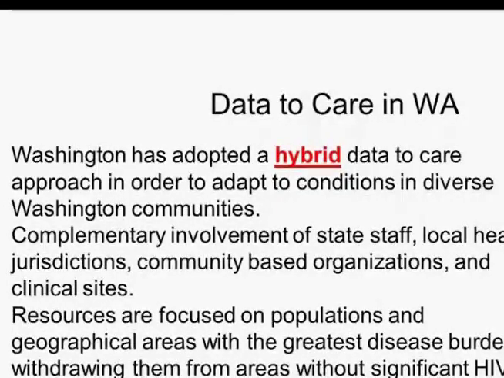As you know, there are some distinct models of data to care, and this is our version of a hybrid one. And then we also have focused our resources on those populations and geographical areas with the greatest disease burden. And that meant actually withdrawing quite a bit of resource for prevention services in some of those lesser or more sparsely populated areas.